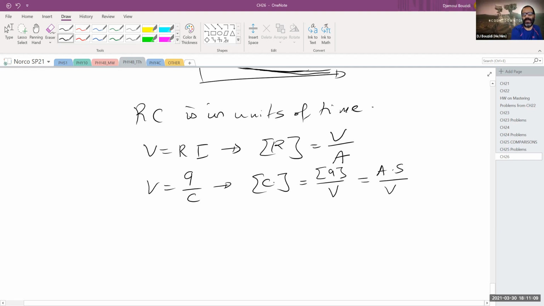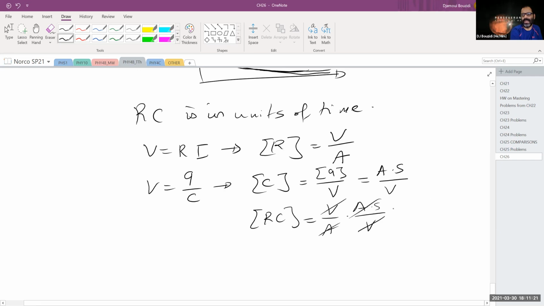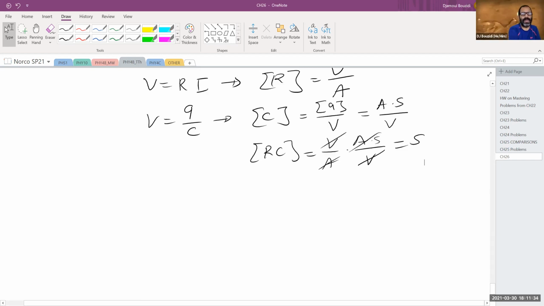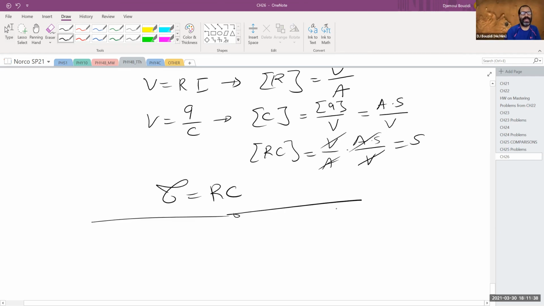So if I want to find R times C, which is this product in here, this is the same thing as volt over an ampere times an ampere times second divided by volt, cancel the ampere. At the end is just a second, okay? So that is basically how we can see this expression. Actually, it's a time. So when we were saying tau is a time characteristic, it really is a time in seconds. So the answer is going to be in seconds. So tau being RC in everywhere in here, it's in seconds.